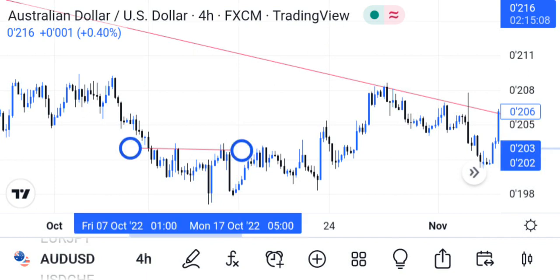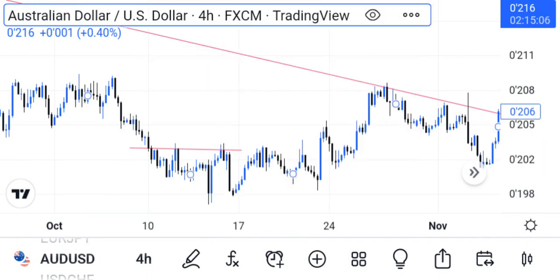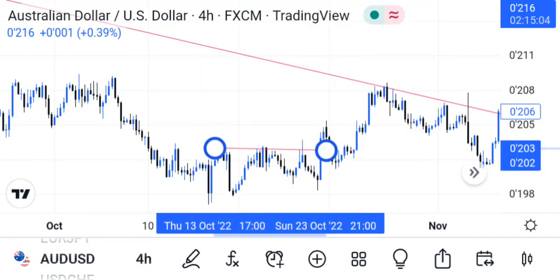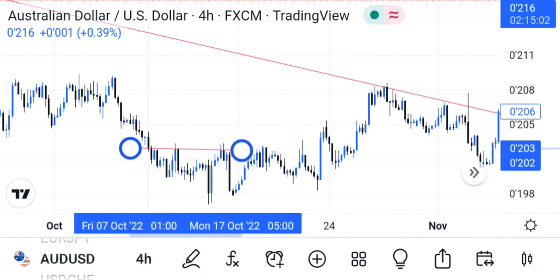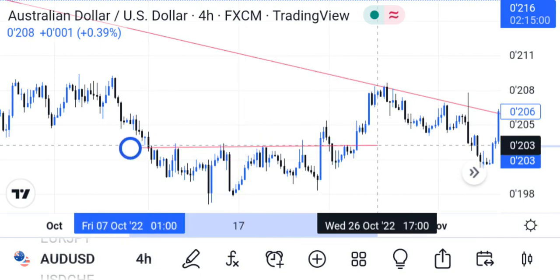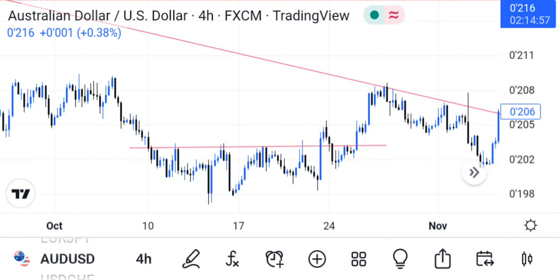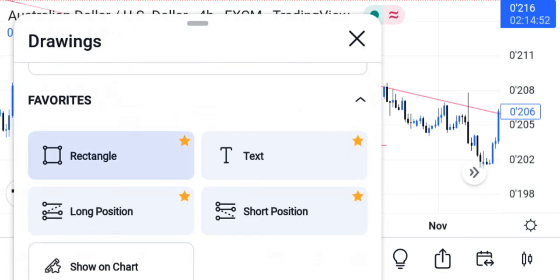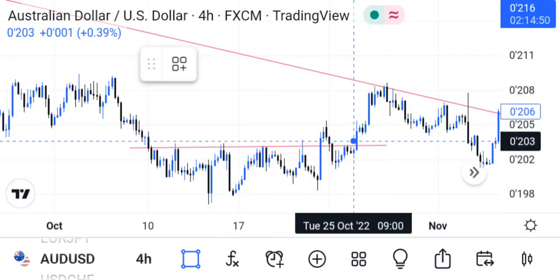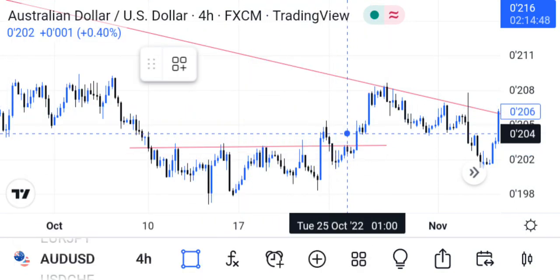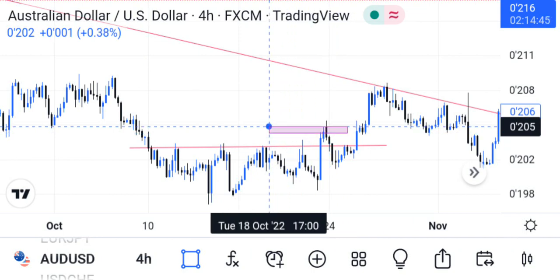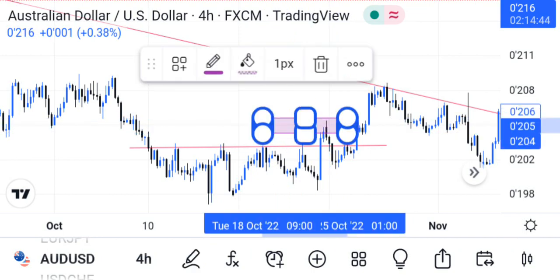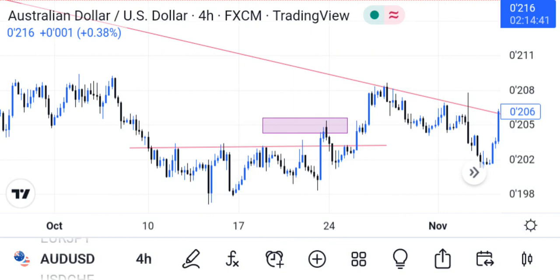And what did we see? Price came back to that same level. We tested it. We tested that same level and finally broke it. It broke it at this level here. Yeah, this was the candle that broke the structure. So we know there's a break of structure.